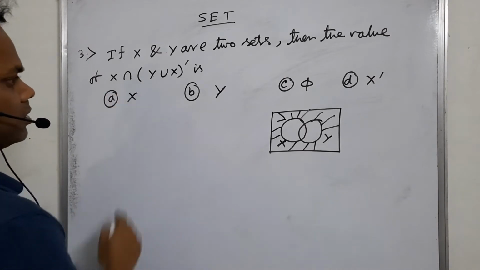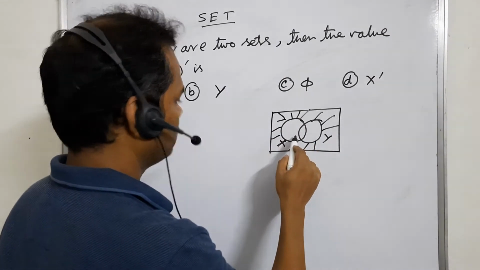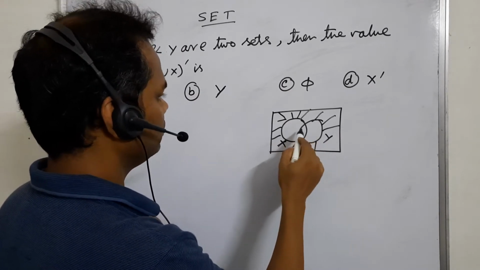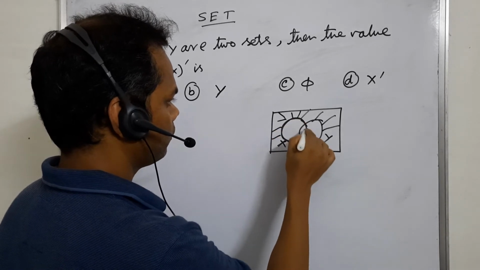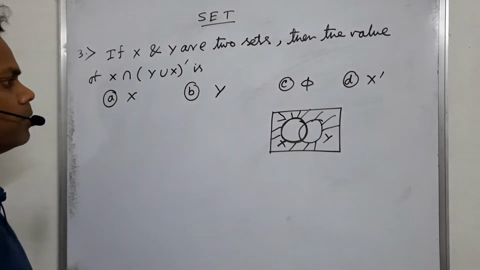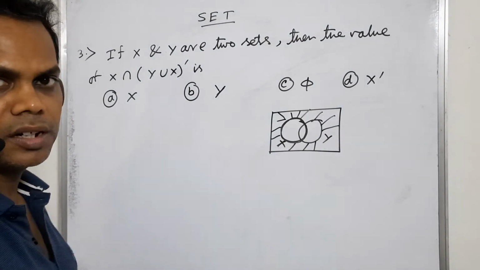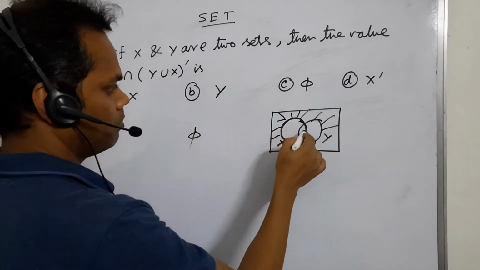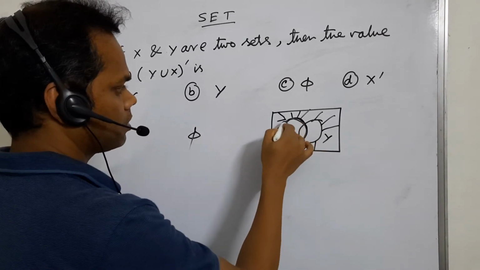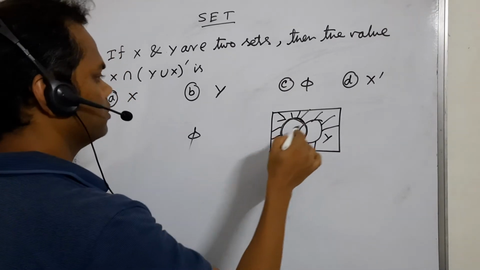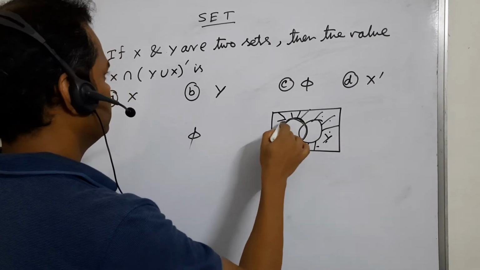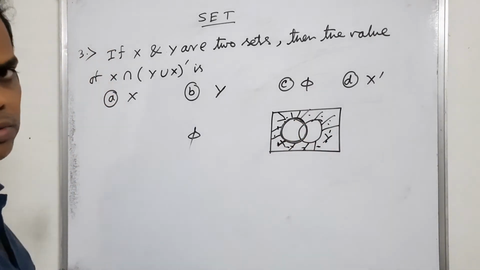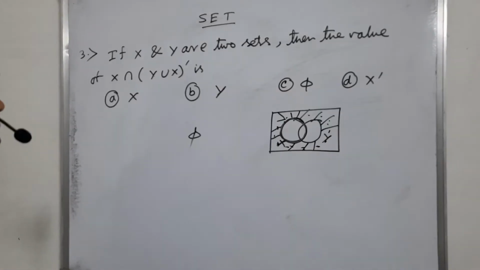Now the intersection of x, this is x, this part is x, x intersection that part, the complement part of x union y, having no common element. So this one is phi. Why phi? Because here is x and in the x complement part there is y union x complement. So having no common element, this one is the null set.